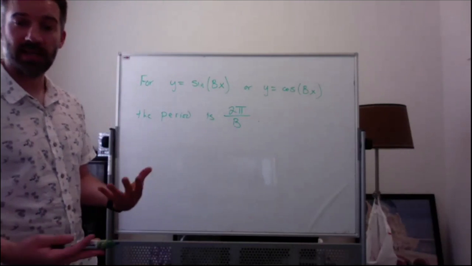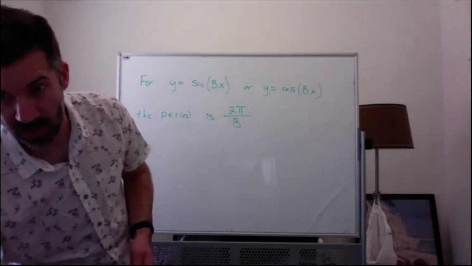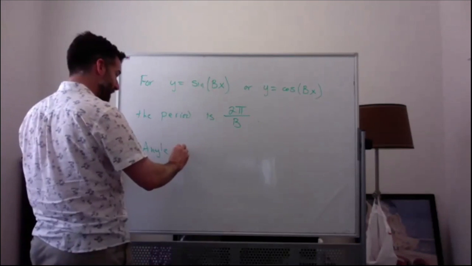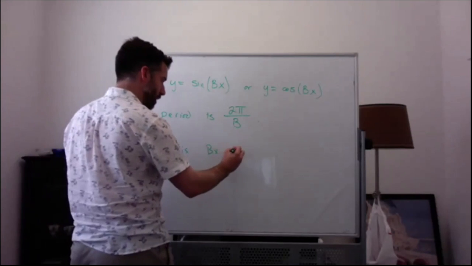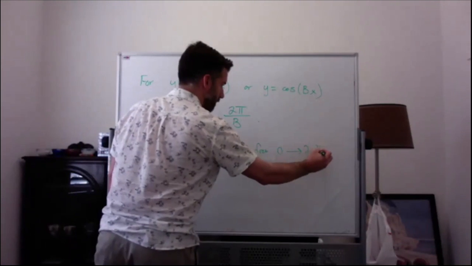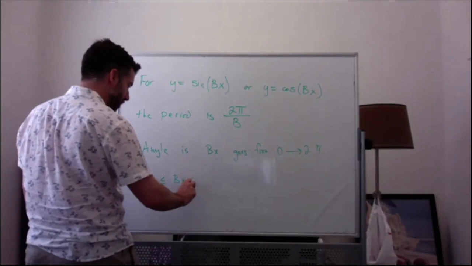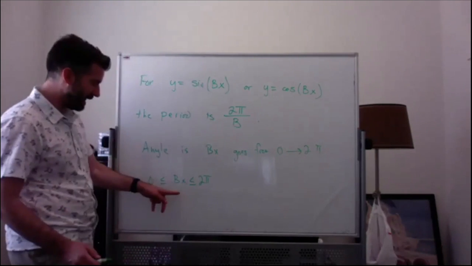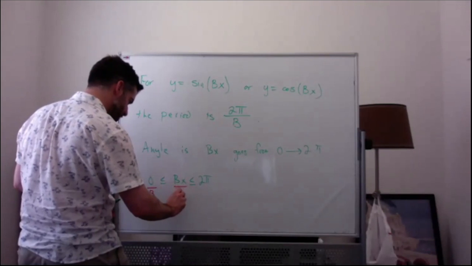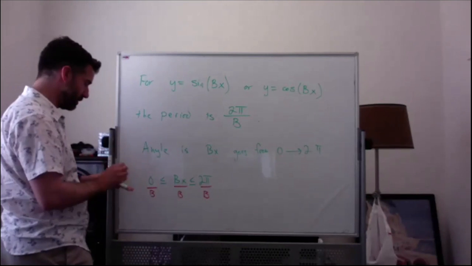This makes perfect sense in the context of what we were just saying. If I want my angle to go from 0 to 2 pi, so my angle, which is B times x, needs to go from 0 to 2 pi. So I need B times x to be between 0 and 2 pi. And if I divide everything by B, zero divided by anything that's not 0 is still 0.